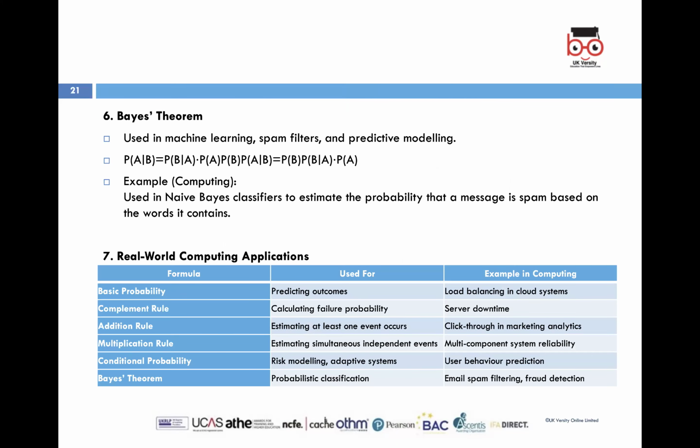Bayes' theorem. Using machine learning, spam filters, and predictive modeling. P(A|B) equals P(B|A) P(A) / P(B). An example in computing is used in naive Bayes classifiers to estimate the probability that a message is spam based on the words it contains.